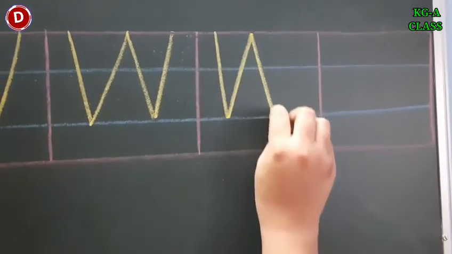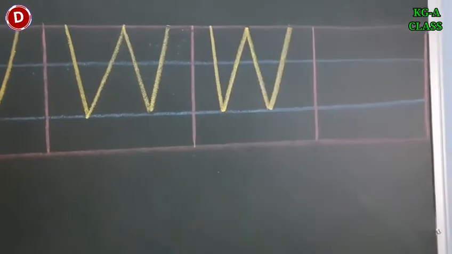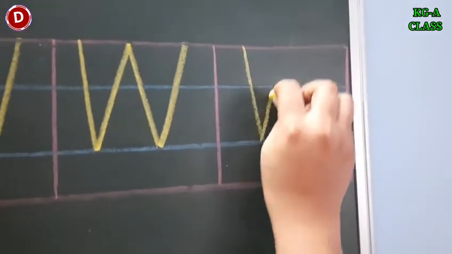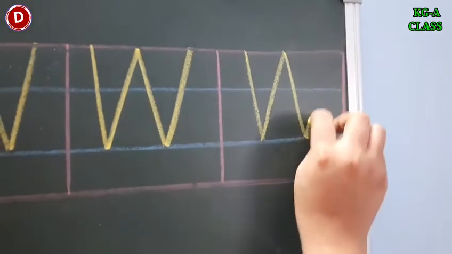Like this, children. So, you have to write W in one go. Don't remove your hand in between. Like this, children.